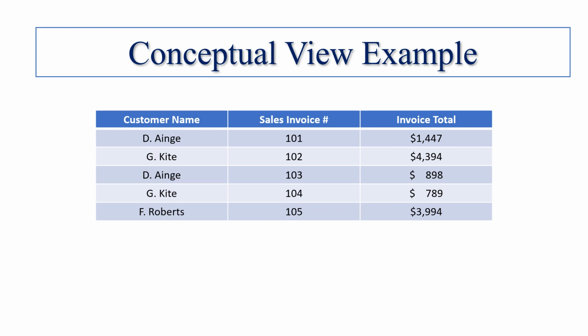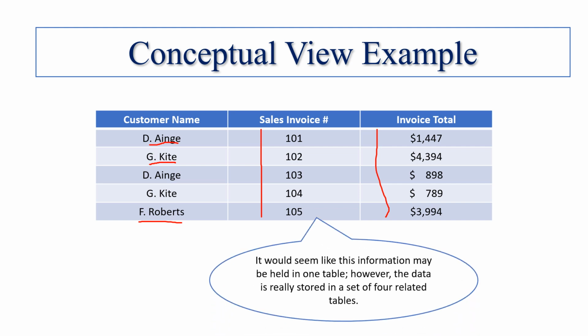So we can see here we have DNG, and we have gkit, and we have if robots. Those three are customers listed in the customer name, and we have the sales invoice number. We have also the invoice total amount. It would seem like this information may be held in one table, isn't it? In the physical database, however, the data is really stored in a set of four related tables.